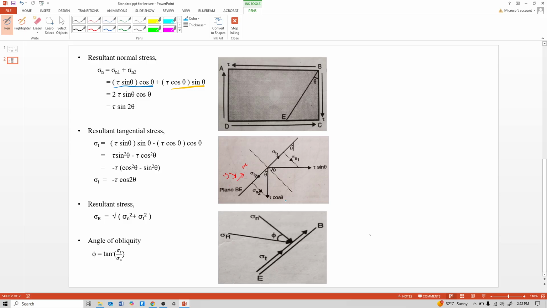So this tau cos theta is resolved here on the x-axis. That means tau cos theta times cos theta, since theta is near to this axis. And this has a minus sign because it is not acting towards the positive x-axis, it is acting on the negative x-axis. See, the x-axis is like this, and this is acting on this side.